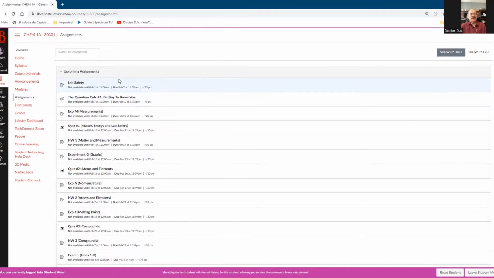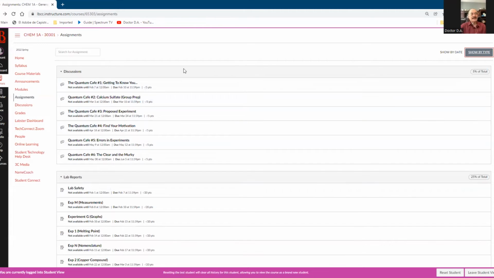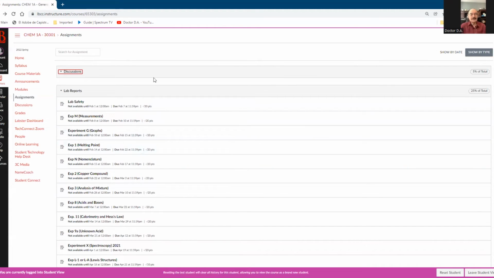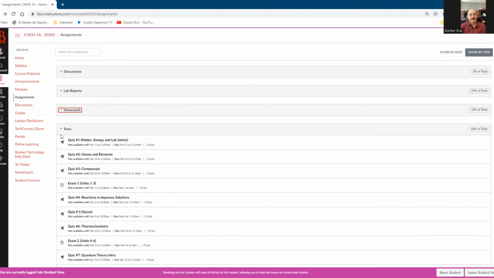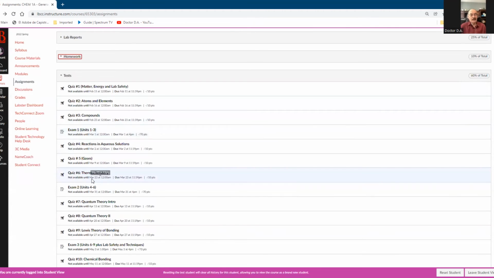Actually, rather than show you this list here, which is all by date, you can also organize them by type. And so what it does is it separates them into discussions, right? Your lab reports, which again, please pay attention to announcements and to instructions. I still have not decided if you're going to be turning these in on paper or if you're going to upload them into Canvas. We have your homework assignments. I already talked about that. We have tests of different kinds. We have quizzes. We have exams. So there are different ones in here.